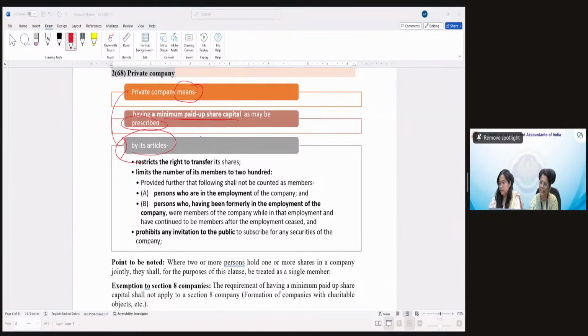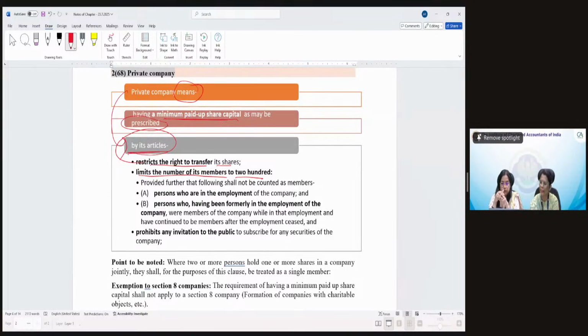It restricts the right to transfer its shares. This is the condition where the right to transfer shares is restricted, and this is clearly mentioned in its articles. The next point is to limit the number of its members to 200. That means the maximum limit is 200 members. It can be less than 200 but not exceeding 200.